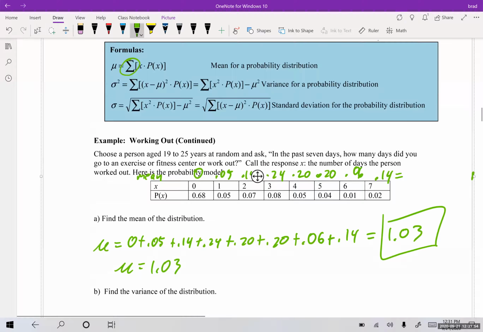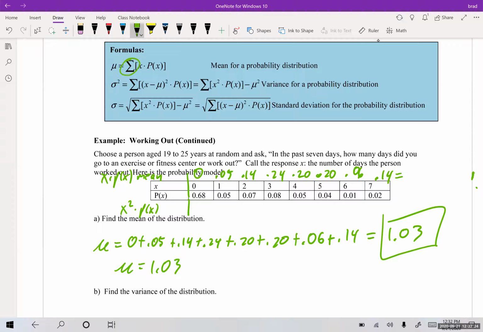It says find the variance of the distribution. Well, according to this, in order to find the variance of the probability distribution, you have to square all the x's, multiply it by P of X, and then add those up, and then subtract mu squared. Okay, so we're going to do that, but I'm going to do that down below here. So now this is going to be variance. So this will be x squared times P of X. I'm going to put that right here. And this was x times P of x, right?